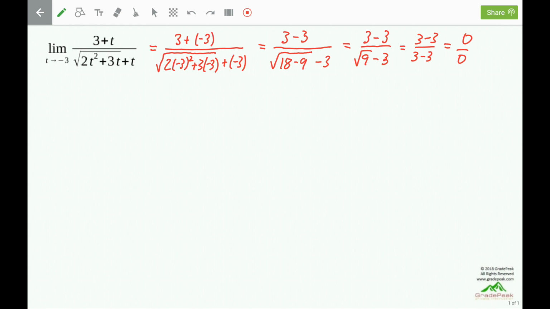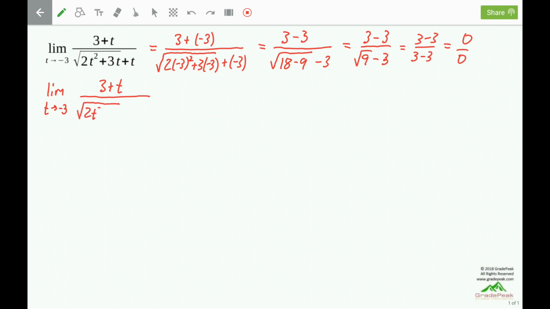Since we have a root combination, a root involving the variable t in some way added or subtracted together with at least one other term, that's in the denominator, we can try the root conjugate method. I'm going to rewrite this limit exactly as we see it.